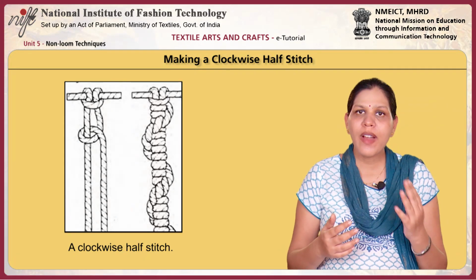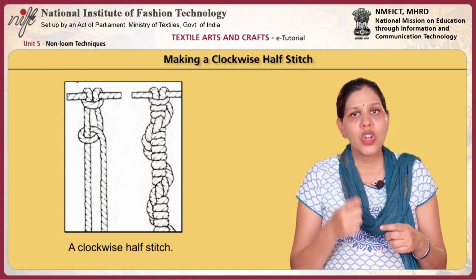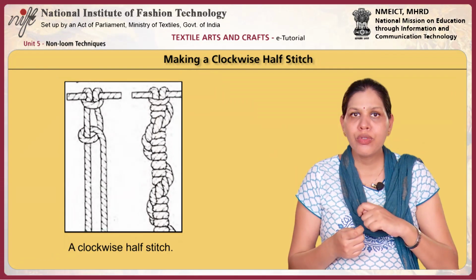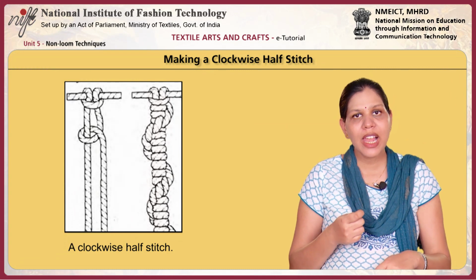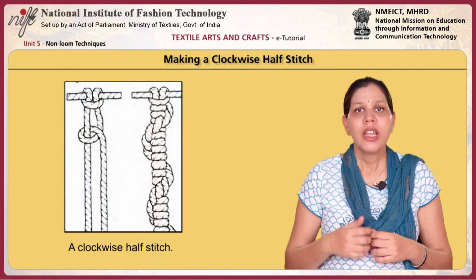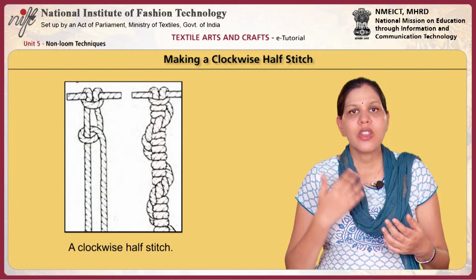To make a clockwise half hitch, use the left hand thread as a core and, keeping it taut, knot the right hand thread over it, behind and through to the front between the core and itself. This forms one clockwise half hitch. This process can be continued to form a spiral that twists to the left.